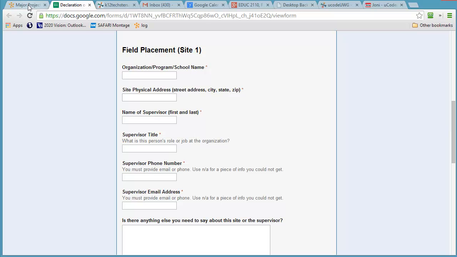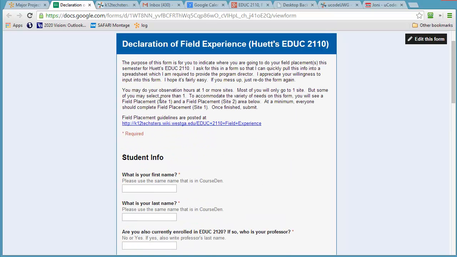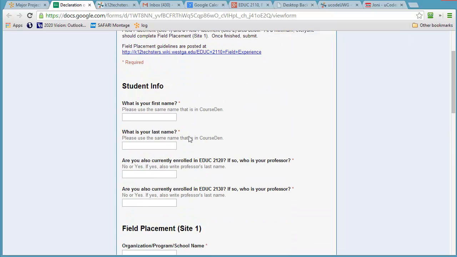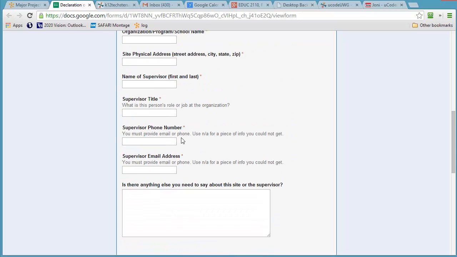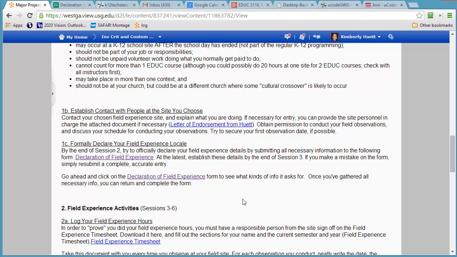You need to make sure that that's the site that you want, and then if the site changes or if you get an additional field placement, I'm asking that you please come fill this out again for the new site that you use, because I need to know all of the sites that you're at, and I need to know all their information so that I can double check on you.